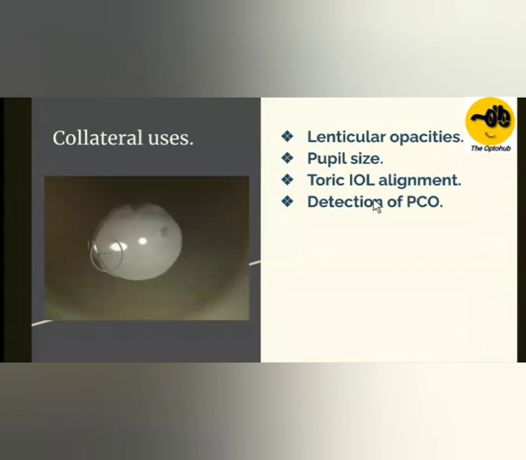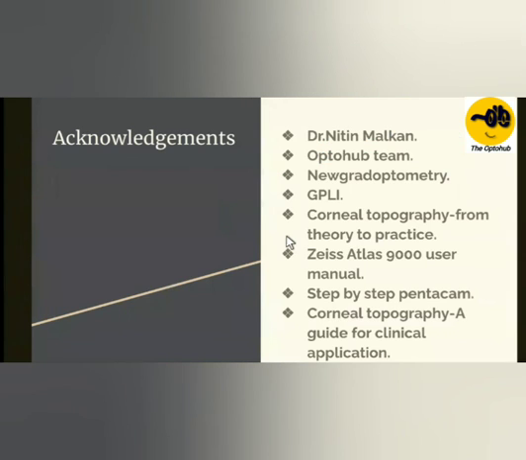And what are the collateral uses of the corneal topographer? It can help us to detect lenticular opacities because it uses retroillumination. The size of the pupil can be measured. Alignment of the toric IOL, again by retroillumination, and detection of PCO, if any. Right, so this concludes today's session.